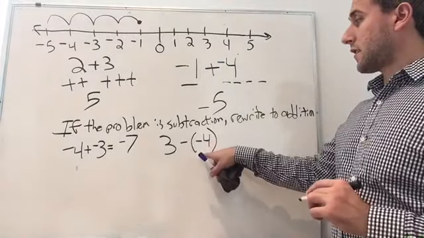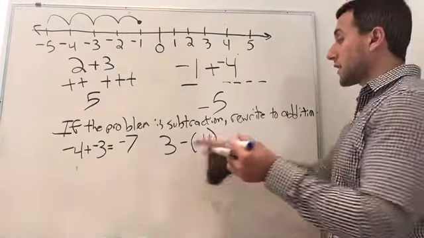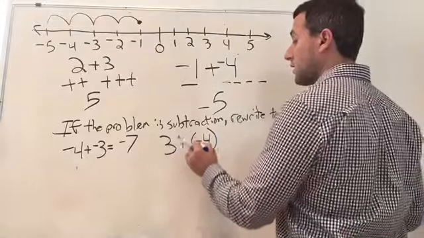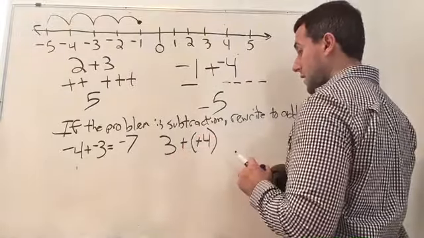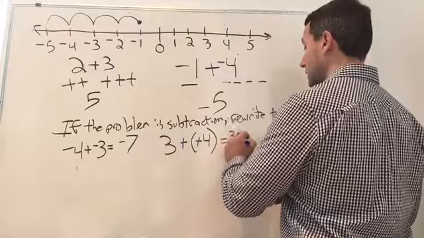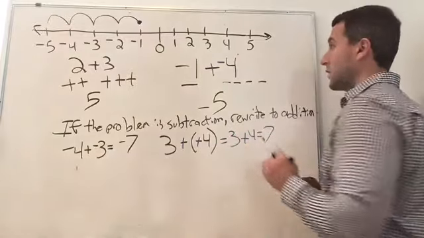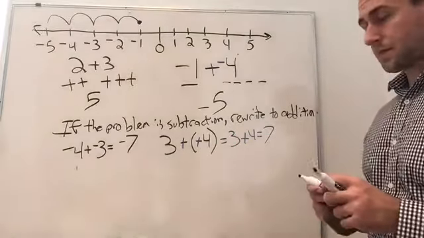See, this is a minus and negative, so we're going to change it. We don't like subtraction anymore, so we're going to change this to positive, and then that's going to become the opposite, so that's now positive. So really this is 3 plus 4, which of course we know is 7.